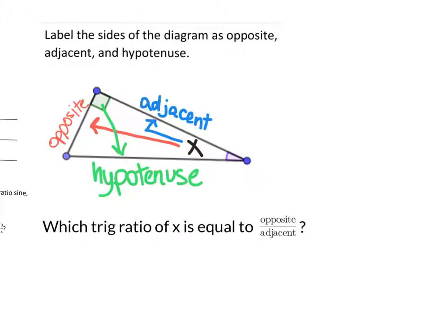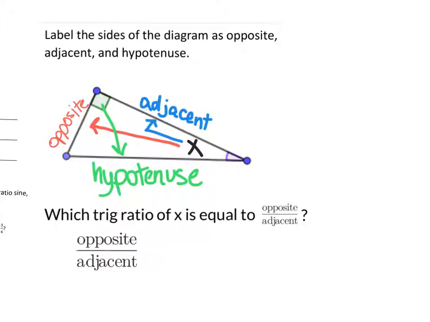Which trig ratio of x is equal to the opposite over the adjacent? This is the type of question that we'll be seeing in this objective. Rather than asking what is the sine of x, we'll have to take the ratio and figure out which trig ratio it belongs to.